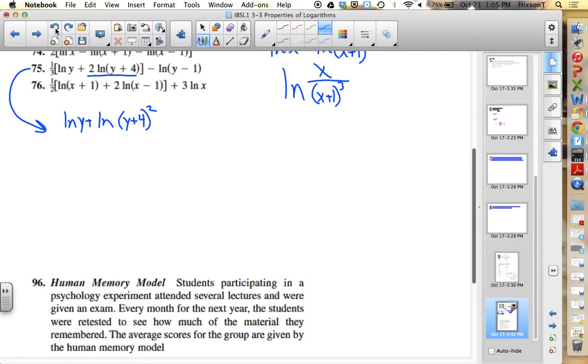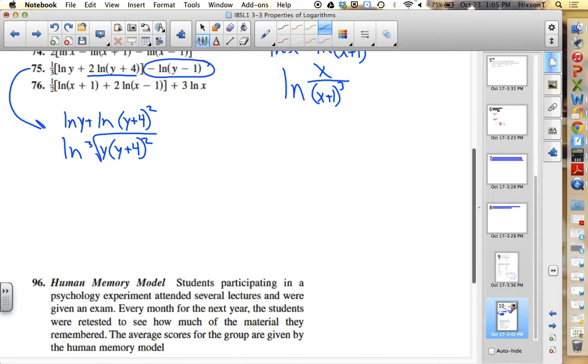Just to finish this one out since we've got it here. Now that we have addition, I would put those together, so it's natural log of y times y plus 4 squared. And I've still got that 1/3. This is the third root of y times y plus 4 squared. Then we still have this.